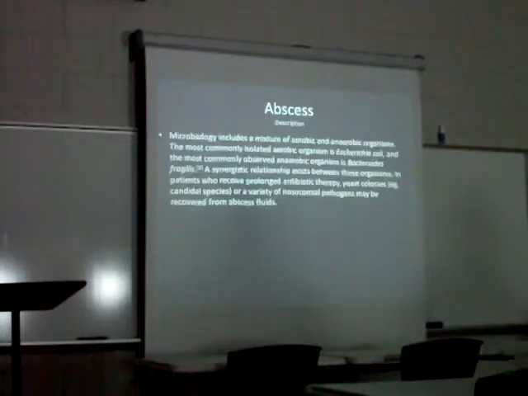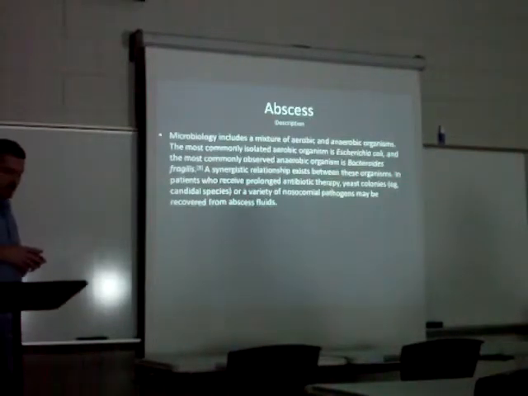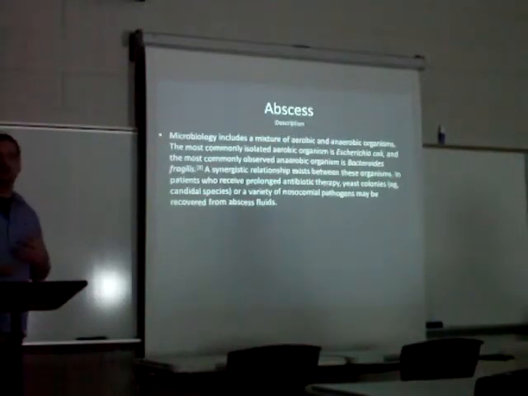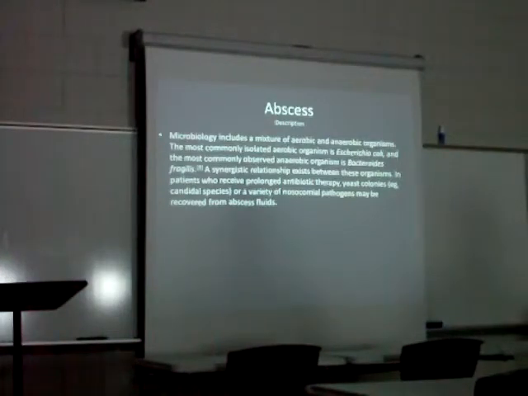And so, if we just look at the simple microbiology standpoint, we see that the aerobic organisms involved are E. coli, and the anaerobic organisms are Bacteroides fragilis, and a synergistic relationship exists between them, meaning that one on its own probably couldn't cause the abscess, but working together, they can cause a weakness in the immune system and allow an abscess to form. So it takes maybe 2-3 types of bacteria to actually create an abscess.